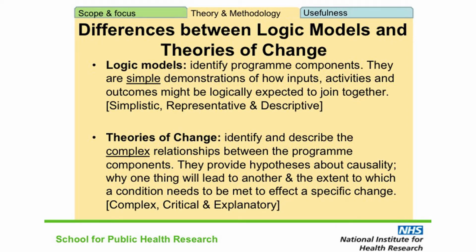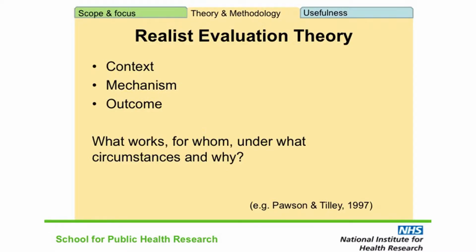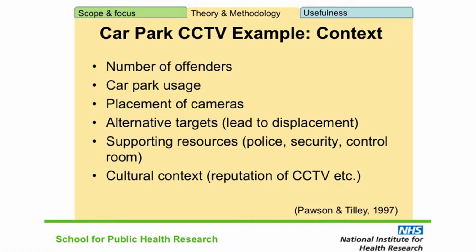The third approach to theory-driven evaluation I'd like to introduce is realist evaluation theory. This relies on understanding the context, the mechanisms and the outcomes of an intervention to understand what works for whom, under what circumstances and why. To show how realist evaluation works, I'd like to give you an example of some work around car park closed circuit TV in order to try and reduce crime in car parks.